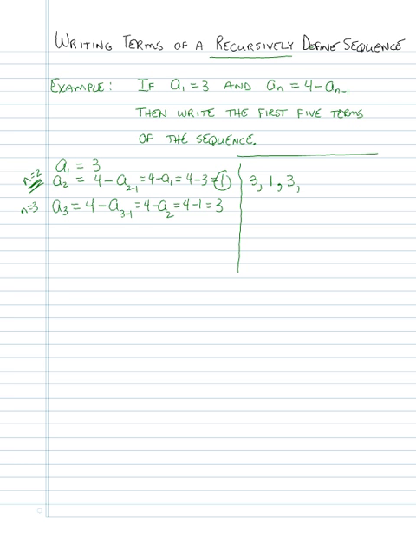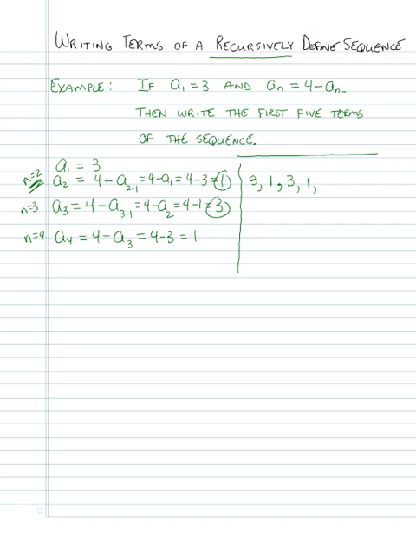Okay, let's see about the fourth term. Well, the fourth term is when n is 4. And so that would be a sub 4. And a sub 4 is 4 minus, and maybe we're seeing the pattern, 4 minus the term right before a sub 4. Well, the term right before a sub 4 is a subscript 3. And right ahead of us, we know what a subscript 3 is. It's 3. So this is 4 minus 3, which of course is 1 again. So there's our fourth term.